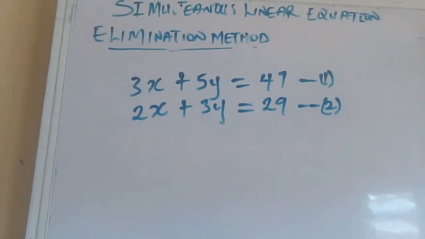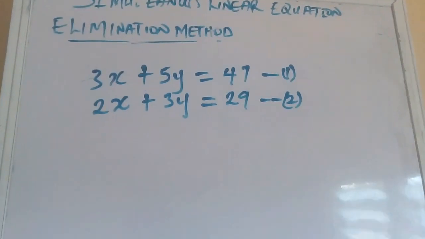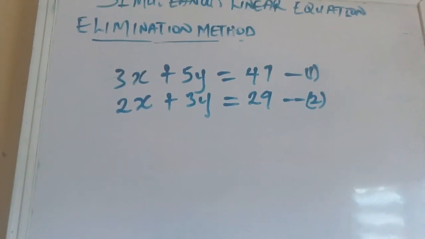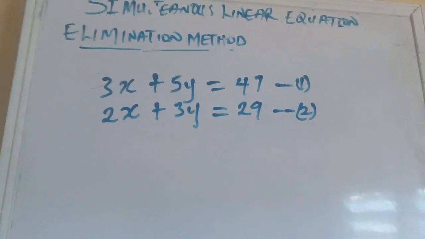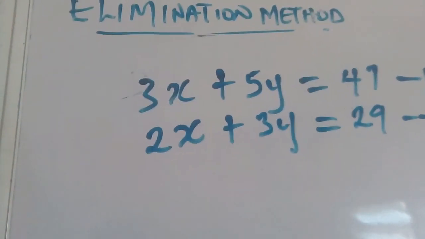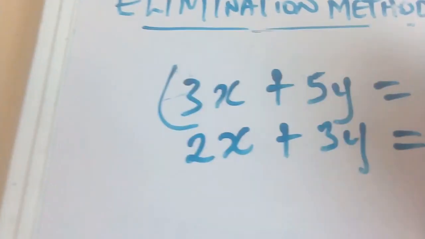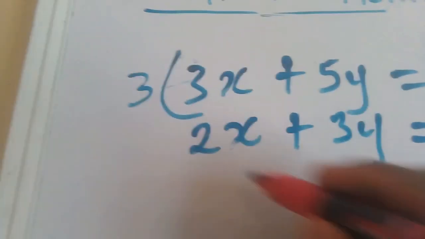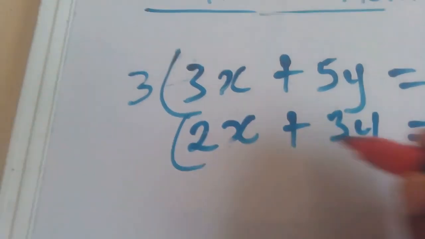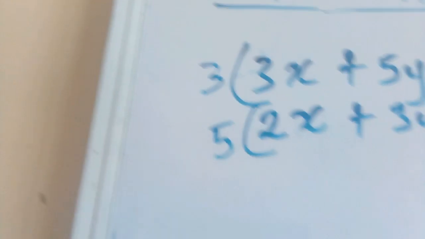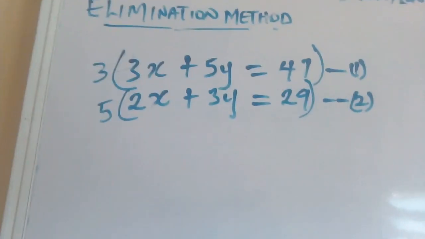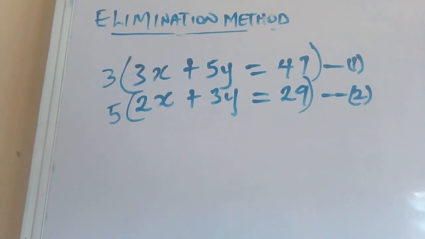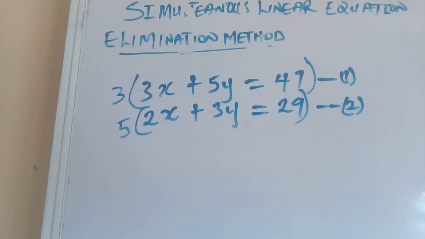So what we do, we don't have equal values of coefficients. We choose one of the variables we want to eliminate. I want to eliminate y. So I will multiply all of equation 1 by 3, and I will multiply equation 2 by 5. That's what I'm going to do. The reason is for me to be able to balance y, and if I'm able to balance y, I'll be able to eliminate y.